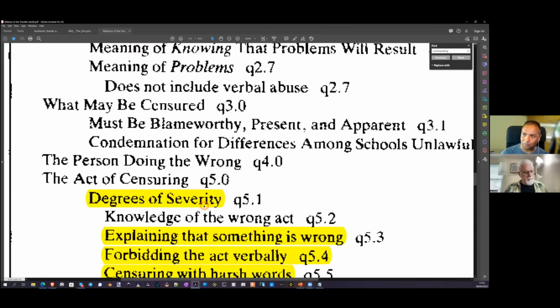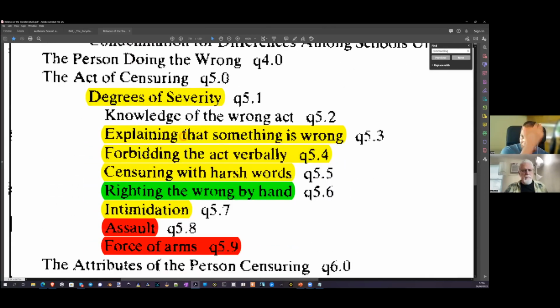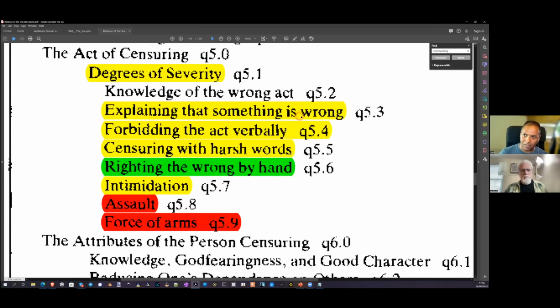Right? Now, the degrees of severity in Q 5.1. 1. Explain that something is wrong. But notice the first one: knowledge of the wrong act. Muslims must know. Now, many people say, well, Muslims don't know the Sharia. Perhaps they don't know explicitly every word of it, but they understand the spirit of it or the gist of it. They are required to know some of the Sharia. They are required to know some of the Islamic sacred law, even if they don't know every last word of it. They are supposed to consult a scholar if they want to know more details. However, they have an idea of what it is, of what the law of Allah is.